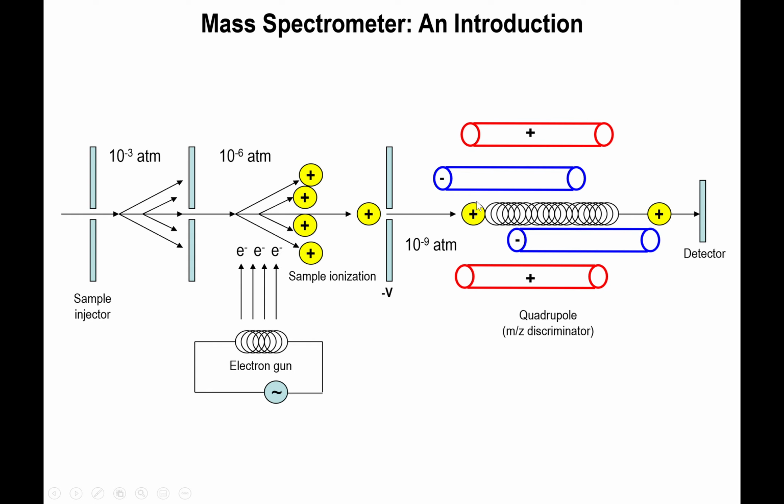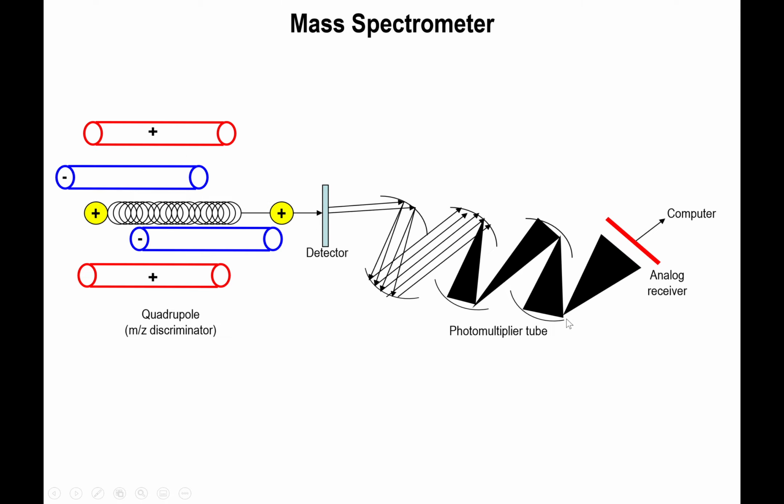If the mass is not exactly what's needed for this to go in a straight line as it's going in the circles, what will happen is that the mass will just deviate towards one of the poles, collide with the poles, and lose its charge, and then no longer even reach the detector. So this is how you can separate the different molecules.